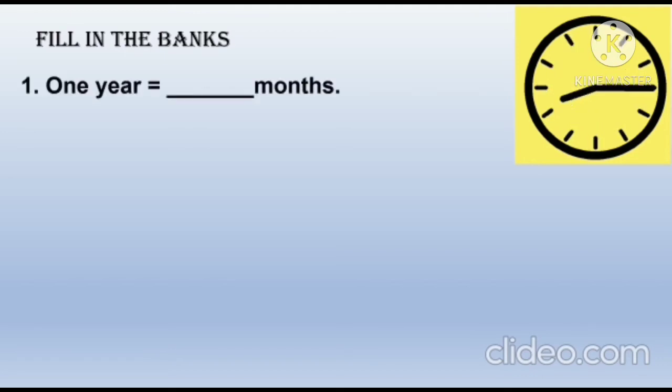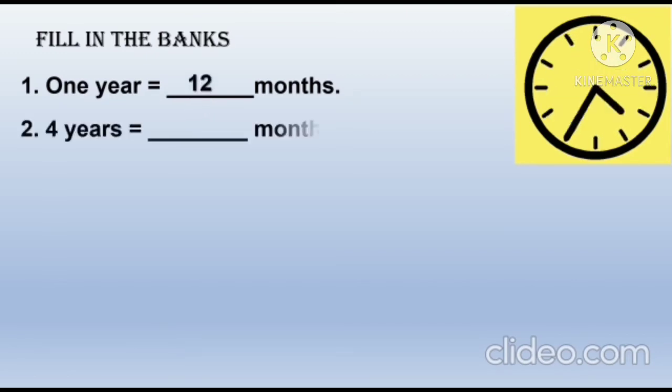Let's recall it in the form of fill in the blanks. 1 year has dash months. 1 year is equal to 12 months. You are correct. Look at the second question. 1 year is 12 months. So 4 years will be how many months, children? We will have to multiply. 1 is given, many are asked. Always multiply. No need to write the answer. You just write 4 into 12.